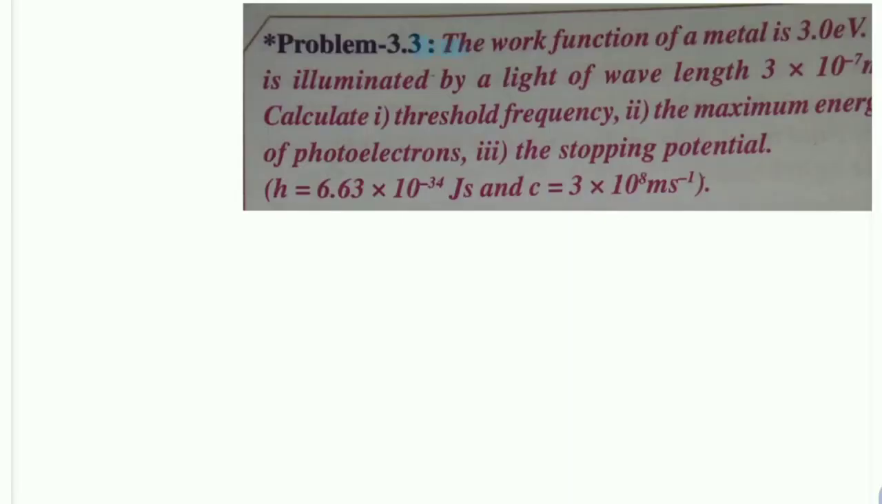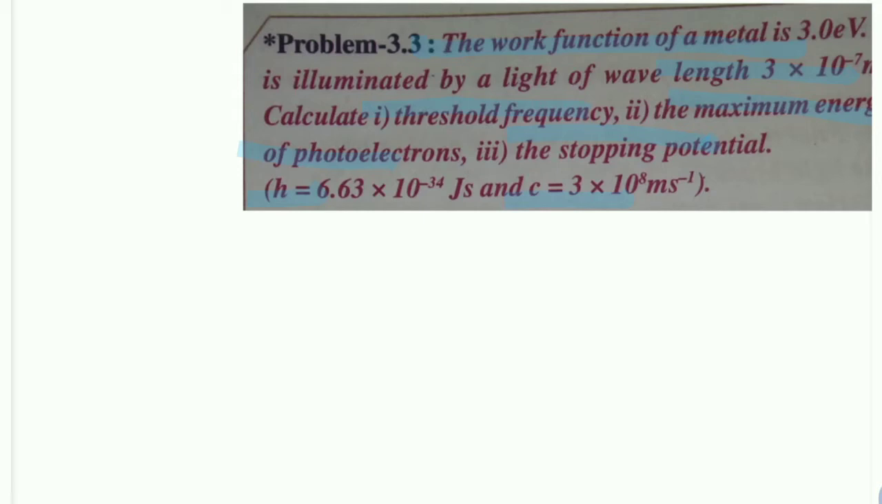The work function of a metal is 3.0 electron volts. It is illuminated by light of wavelength 3 into 10 to the power of minus 7 meters. Calculate the threshold frequency, the maximum energy of photons, and third, the stopping potential. He has given the h value and c value.